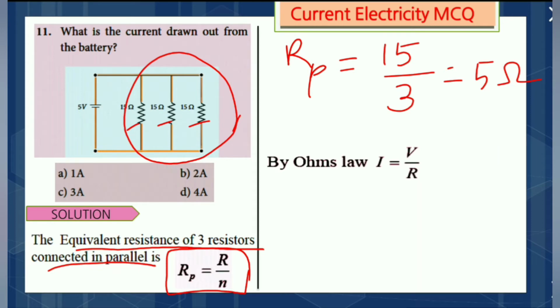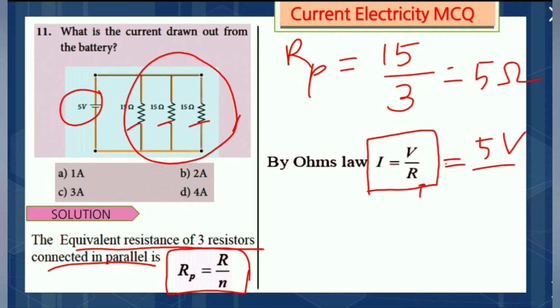Our aim is to calculate the current in the circuit. Let us consider I is equal to V by Rp, the total resistance. We substitute the values: V is equal to 5 volt and the total resistance is equal to 5 ohm, which will be cancelled. So the current in this circuit is equal to 1 ampere. So option A.